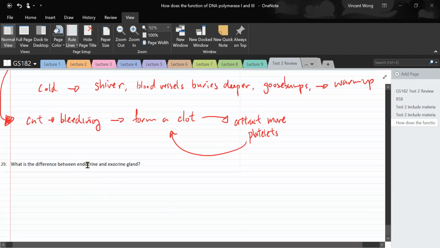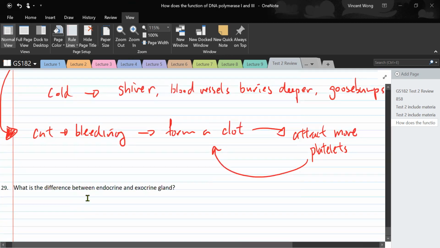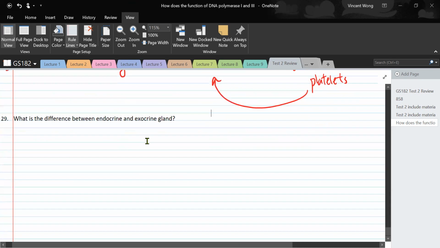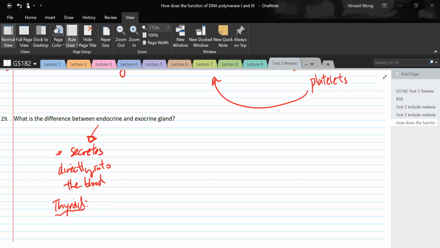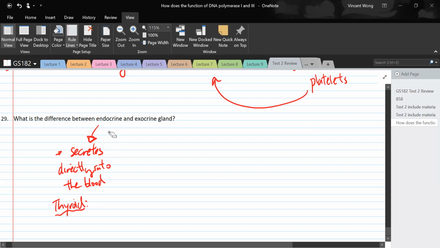This is a very subtle one that might be a question on the test. I don't remember, but it's good to just remember it. An endocrine gland is a gland that secretes directly into the blood. An example of an endocrine gland would be your thyroid gland. It's around the neck, and it secretes hormones directly into the blood. You have a lot of endocrine glands in the body: thyroid gland, adrenal gland, pancreas. All these are endocrine glands.